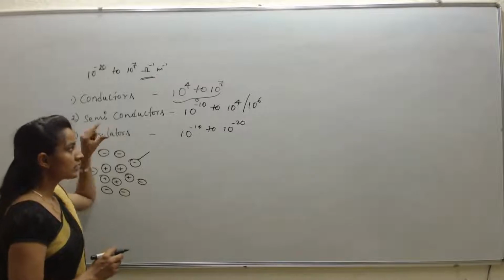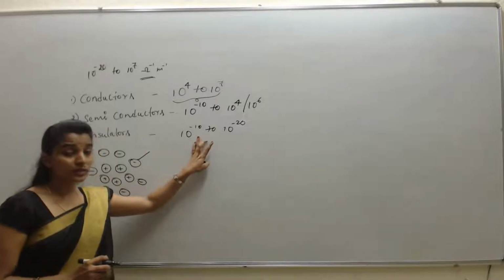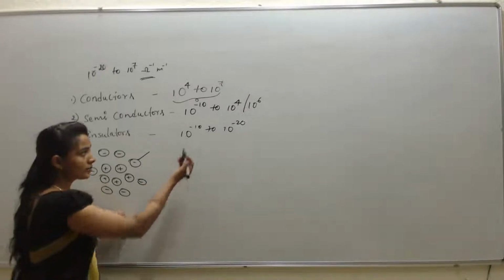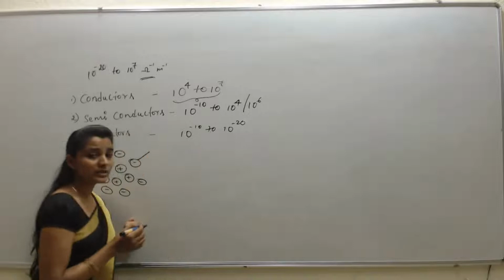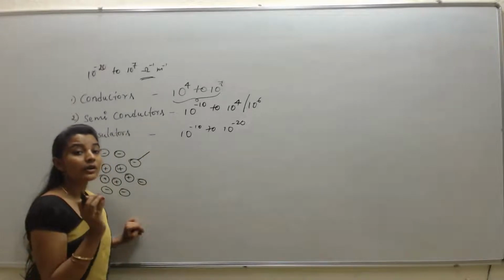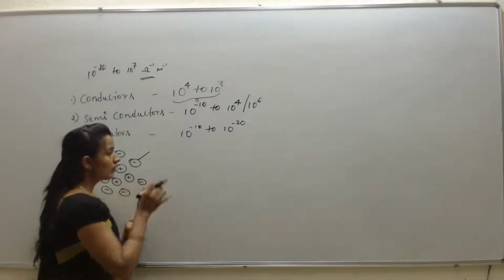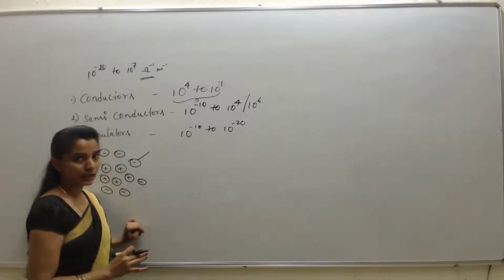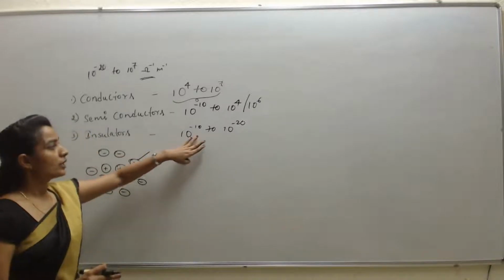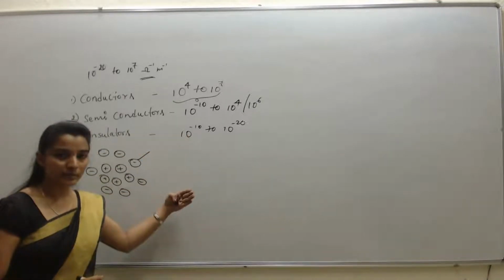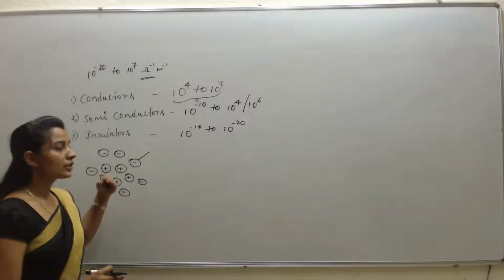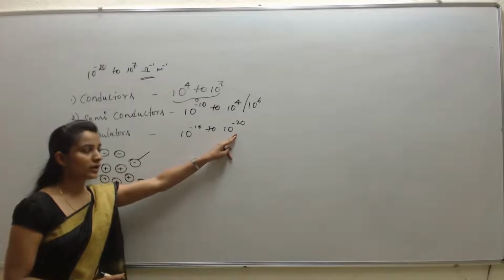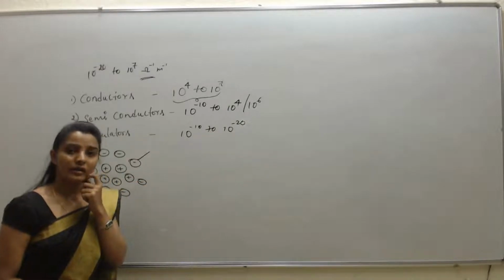Insulators have a very low conductivity range. They are unable to conduct electricity. Minus 10 to minus 20 means it is nearly negligible. They are not at all ready to conduct electricity. This type of solid substance, which opposes the electric current passing through it, is called an insulator, where the range is 10 raised to minus 20 to 10 raised to minus 10.